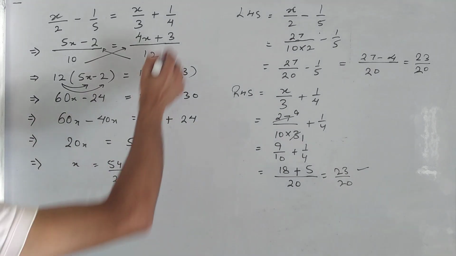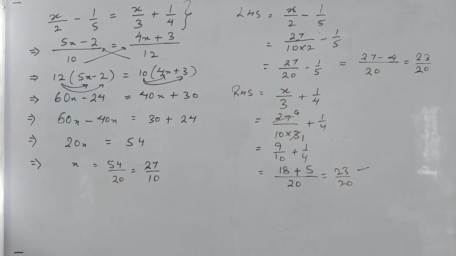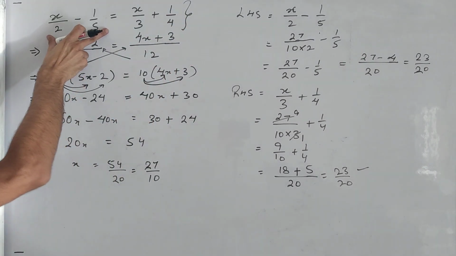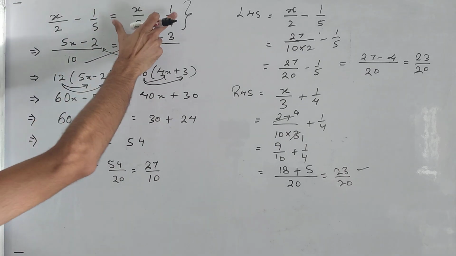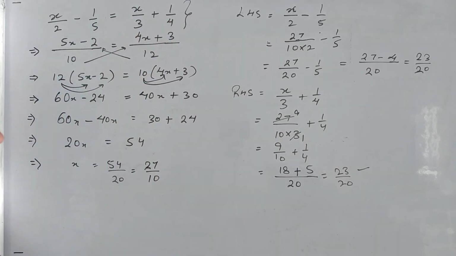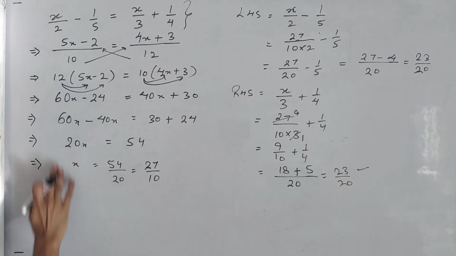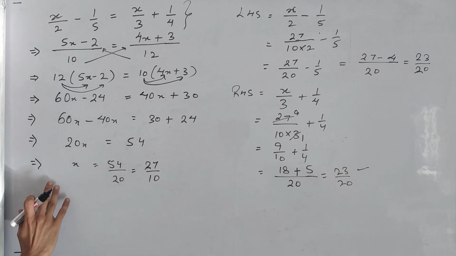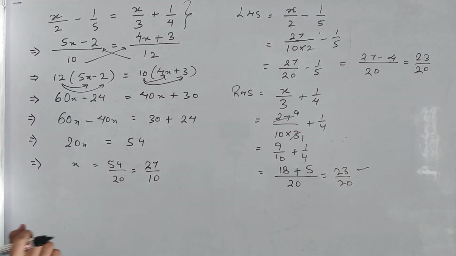What does it mean? For solving such equations, you should simplify left hand side as much as you can, right hand side as much as you can, and then complete the question by cross multiplying or transposing.